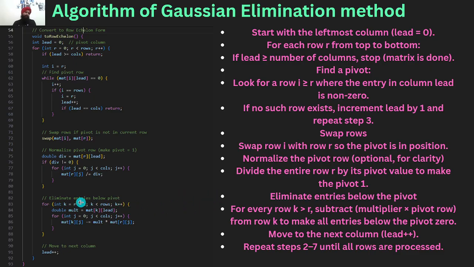Now eliminate entries below the pivot, which is this. As I have explained earlier how the rule of these loops works, both of these loops. For every k greater than r, subtract multiplier times pivot row from row k to make all the entries below the pivot equal to 0. After doing all of this, move to the next column and repeat all of these steps until the whole for loop iterates.